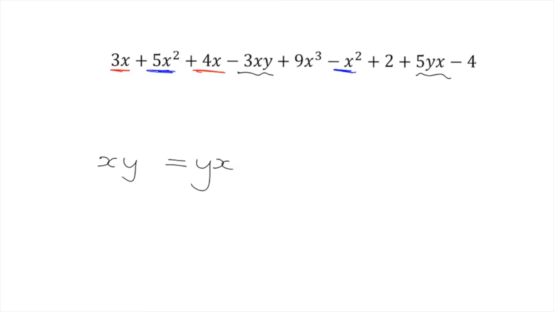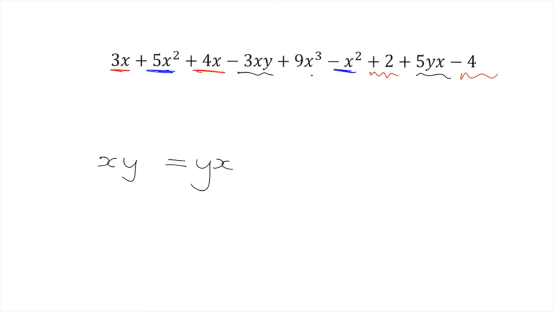All right, next one along, this 9x cubed. I'm looking for anything that's got an x cubed in it. There's nothing else that's got an x cubed in it, so that one doesn't have any friends. And then let's have a look at the plain old numbers. Well, a like term for a plain old number will be another plain old number, so those two are like terms. So when I'm simplifying now, I can combine like terms.